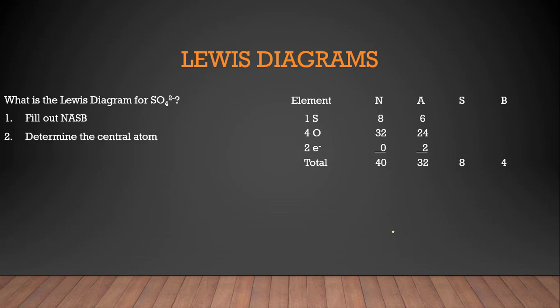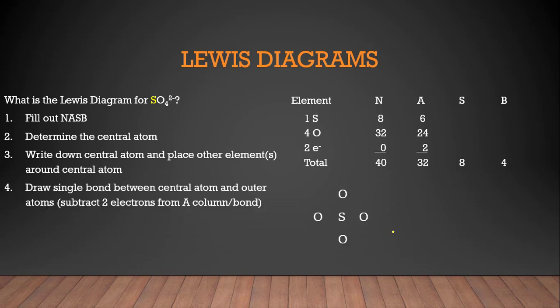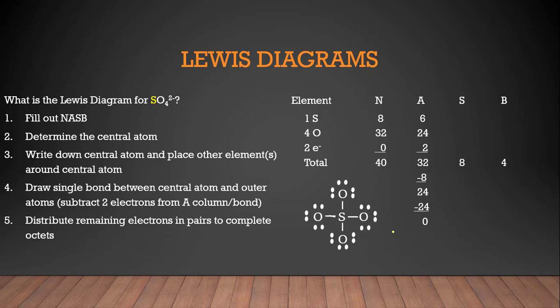Next, you determine the central atom. The sulfur is less electronegative than the oxygen, so it will be the central atom. Now we write down the central atom and put the other elements around it, like so. We're going to draw single bonds between each of the oxygens and the sulfur. When we do that, we take away 8 available electrons. We still have 24 electrons to place. Now we're going to distribute the remaining electrons in pairs to complete the octets. And when we do that, we use up the last 24.